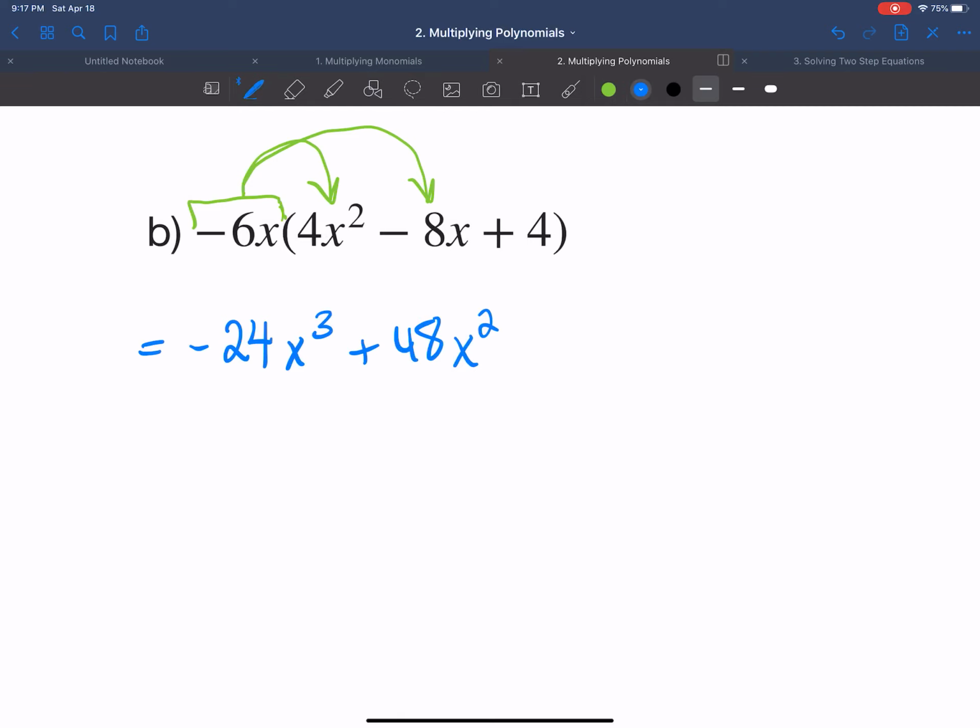Okay, now we have the last term, so times 4. Negative 6 times positive 4 makes negative 24. We have x here, no x here, so it's not going to change. It's just going to stay x.